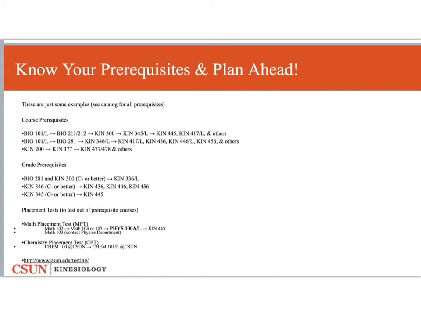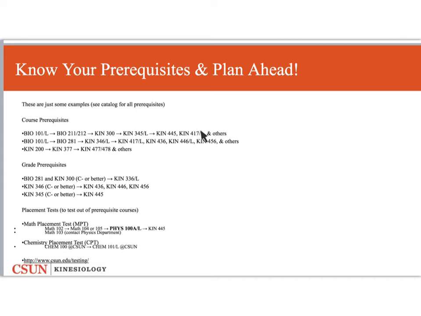So it's very important for you to go through the CSUN catalog, look at all the courses that you need to take, find out what their prerequisites are, and plan your next 4 semesters accordingly so that everything is taken in the right sequence. So a couple examples here. If you are exercise science, you need 445. If you are applied fitness, you need 417. 445 is advanced biomechanics. 417 is our strength training class.